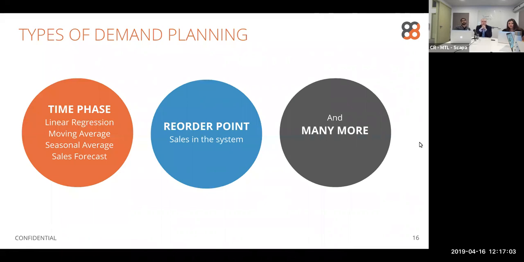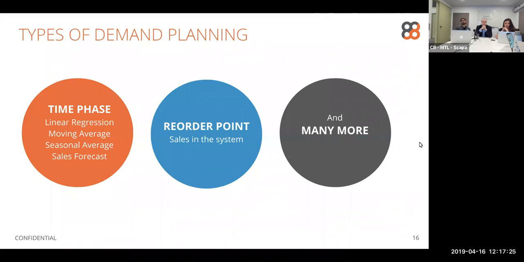For time phase, there is something called linear regression. It's fairly simple. It's usually for businesses who have steady growth. All it does is take your previous demand, project it to the future, and assign a certain growth rate to it. So let's say you have a growth of 1% per month. It's going to take the previous demand and allocate it for the future with 1% growth per month.